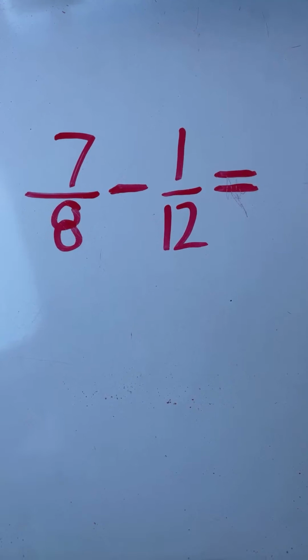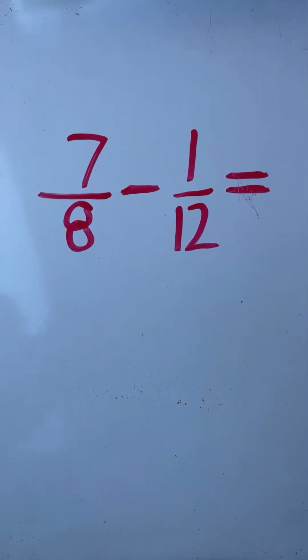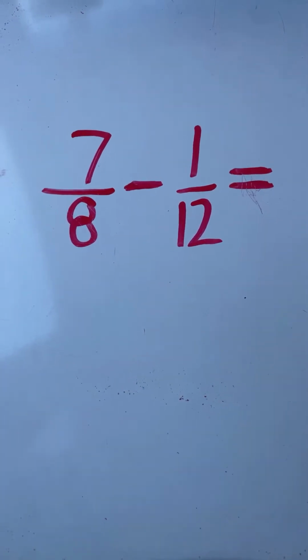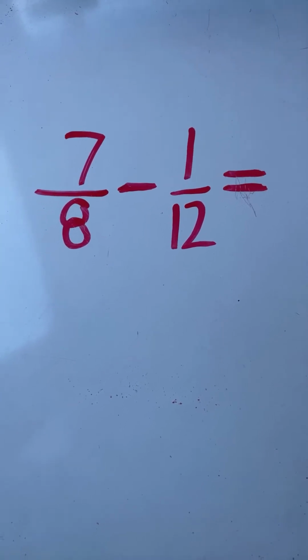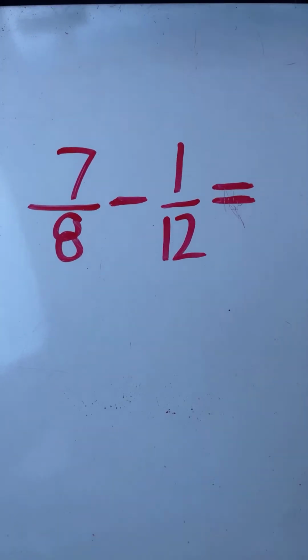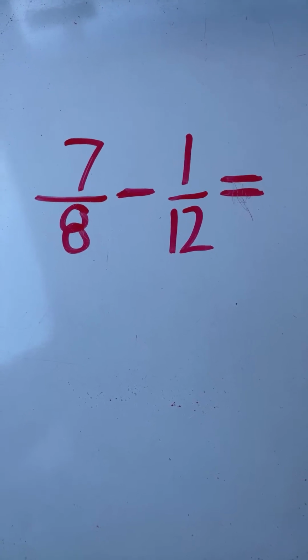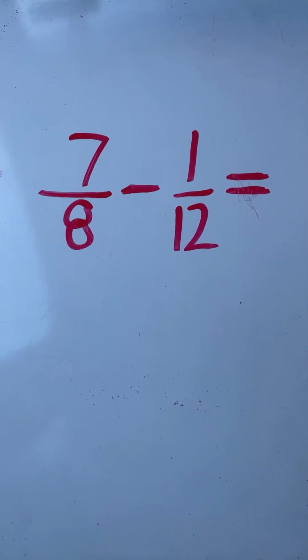So this video is going to be a review of subtracting fractions with unlike denominators using the butterfly method. 7/8 minus 1/12 is our first example problem, and I'm going to go through step by step how to solve that problem.